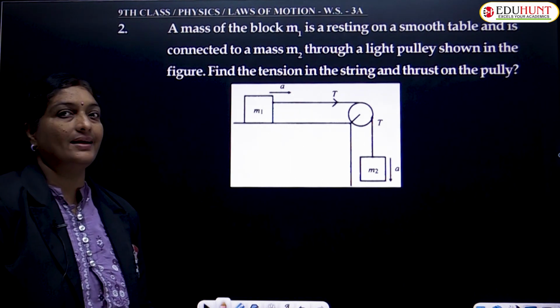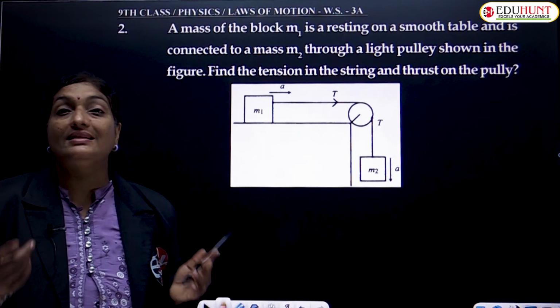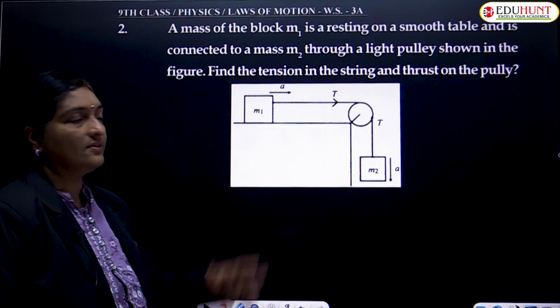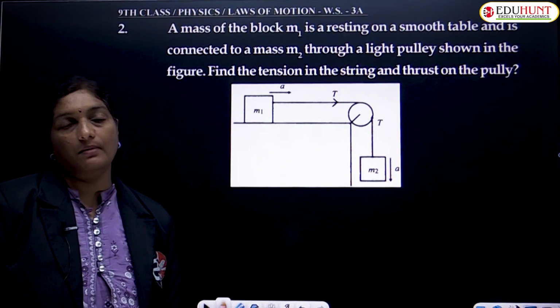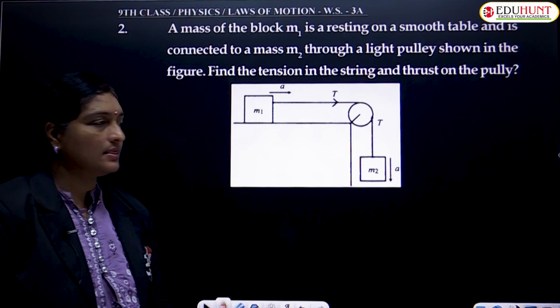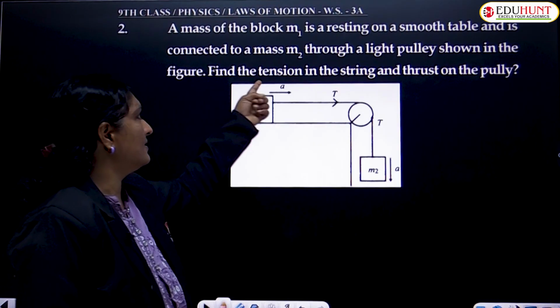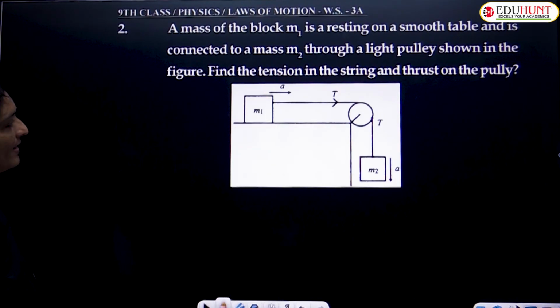So thrust is again a new concept for us. Thrust is nothing but the total net or resultant force acting on the pulley. The resultant of the tensions acting on the pulley itself is called the thrust. Well, let us calculate the thrust later on. First of all, let us find the value of the tension in the string. Before finding the tension, let us first find the acceleration of the system.